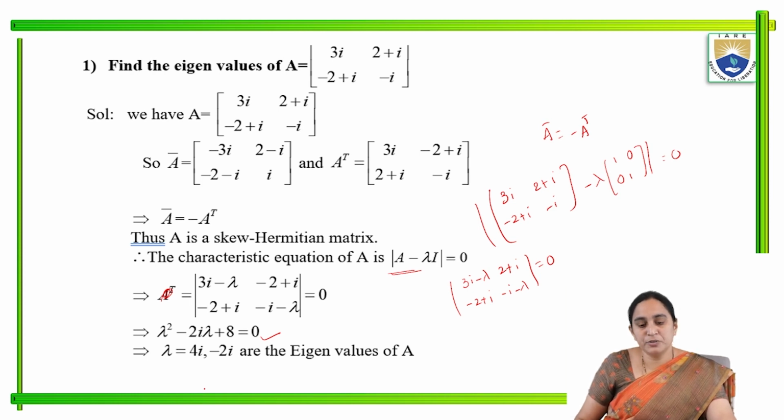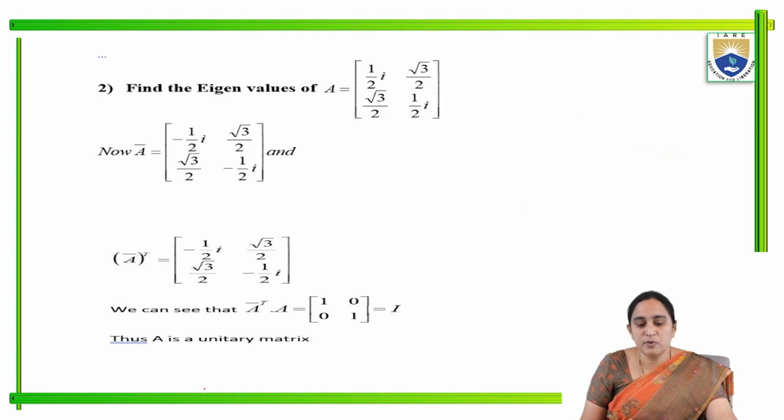Similarly, I will continue with the second question, that is, find the eigenvalues of A. Here this is also a 2 by 2 matrix, that is, 1 by 2 i, root 3 by 2, root 3 by 2, 1 by 2 i.